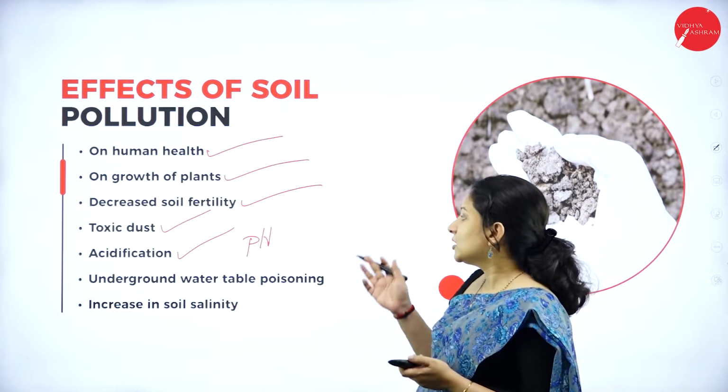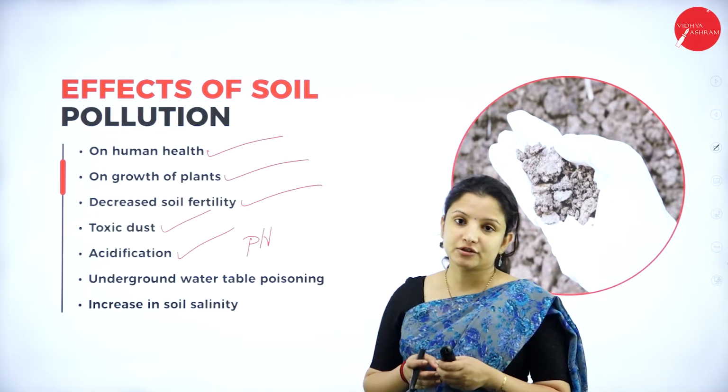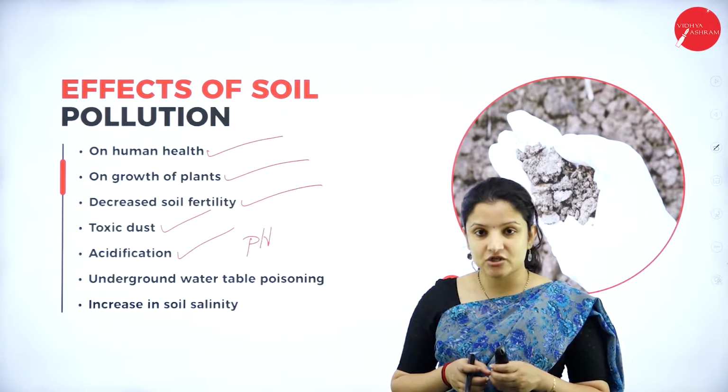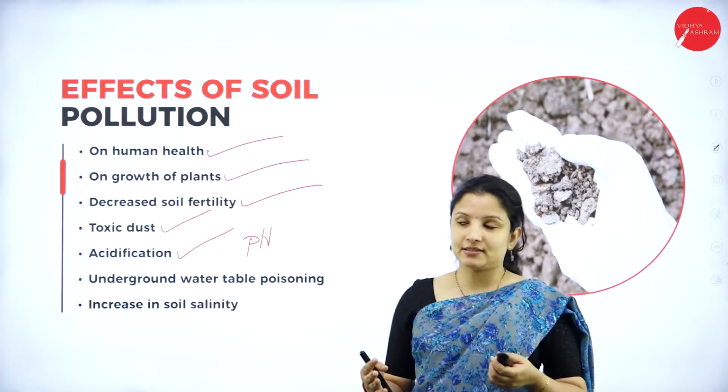So that is how soil pollution can alter the pH of the soil, leading to acidification of the soil. That is, it can make the soil excessively acidic.